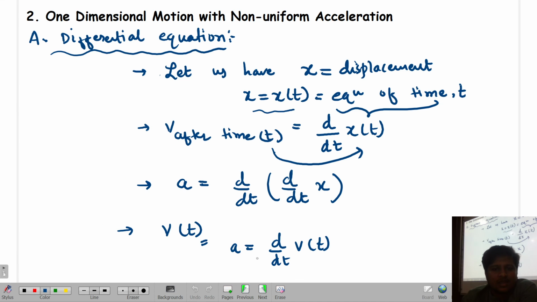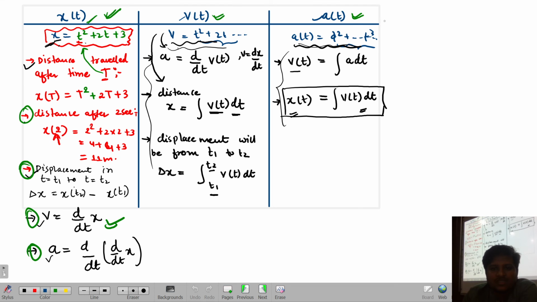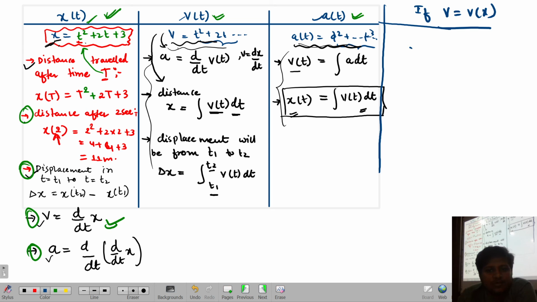See this. All of these were dependent upon time, but the question is, if velocity depends upon position, at that time you can only calculate acceleration and the formula will be v into dv by dx. So the last form is this. First you have four formulas for x dependent upon time, then three formulas for velocity dependent upon time, then two formulas for acceleration dependent upon time, and if velocity becomes dependent upon position, only one formula. So this is the trick. Understood or not? 4, 3, 2, 1. You need to remember 4, 3, 2, 1.